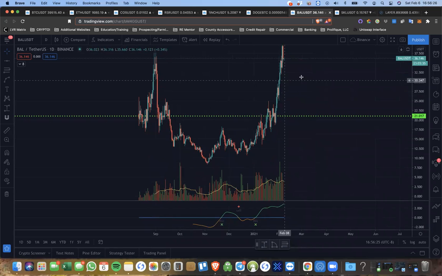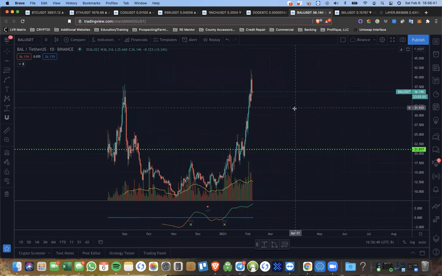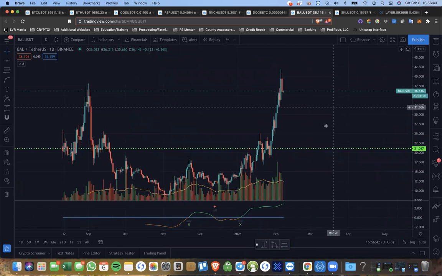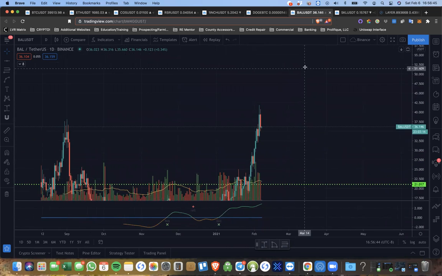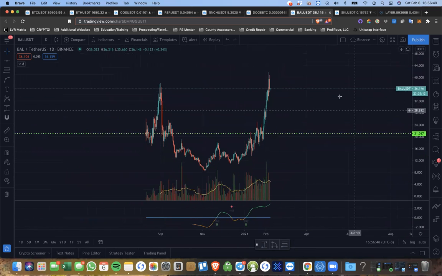Again, look at this, guys. We're getting these parabolic arcs, so this is a sign of a bull market. If you want to get in on any of these, remember, broken resistance is always good support. So maybe right here. Honestly, Balancer's in a great spot if you're looking long term. You've got ways to go up.